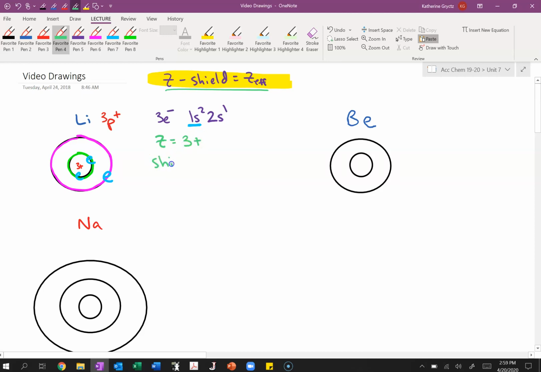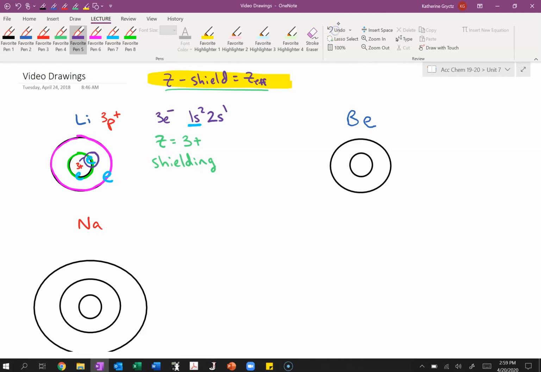Okay, what you next have to identify is what the shielding is. And so it depends on which electron you're looking at. So if you were asking about that electron right there, there is no shield between it and the nucleus. There's nothing else in between it and those 3 positives. So it would be no shield.